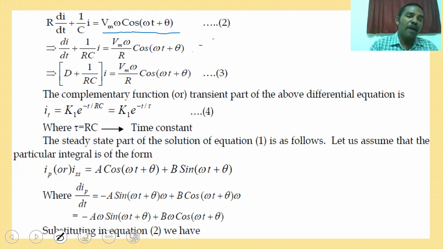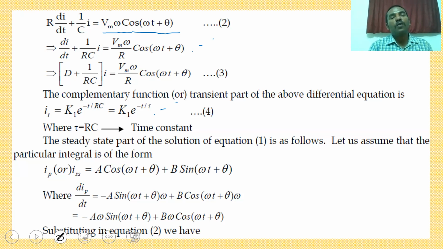The complementary function of the equation is some constant k1 e^(−t/RC), because we are getting D + 1/RC as the value. So the complementary function is i_c(t) = k1 e^(−t/RC), that is k1 e^(−t/τ), where τ is R into C. It is the time constant for the RC circuit.